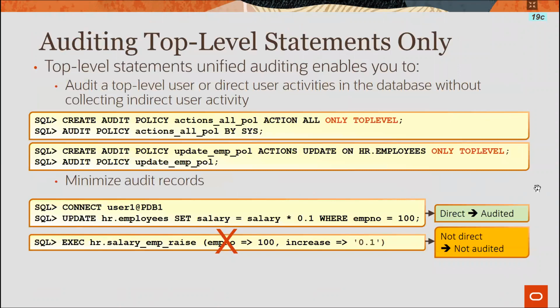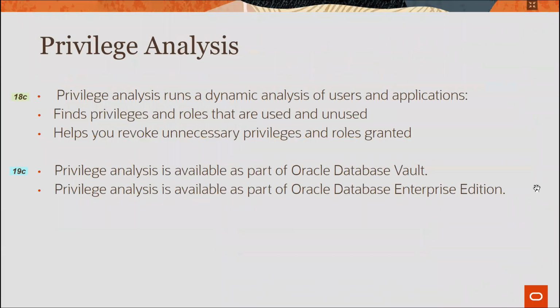We also have auditing, or the option to audit top-level statements only. That allows you to look at the direct information and not secondary types of auditing. So if I'm looking at the last two fields, or blocks, what we're doing is minimizing those audit records. If it was something direct, I would be managing that from an auditing perspective. But if it is something I'm calling from a particular procedure, we're not going to audit it. It is not a direct statement. Next option, or next slide.